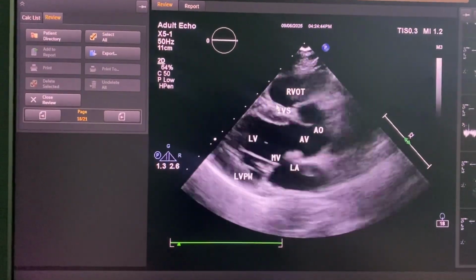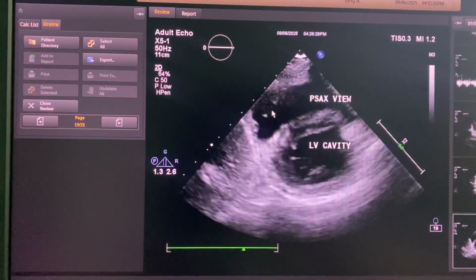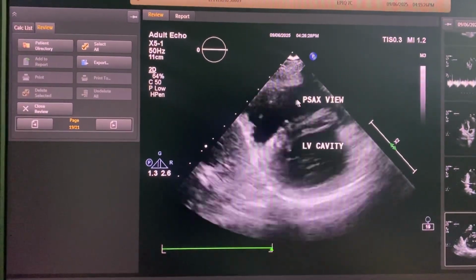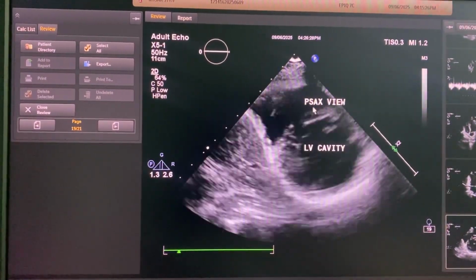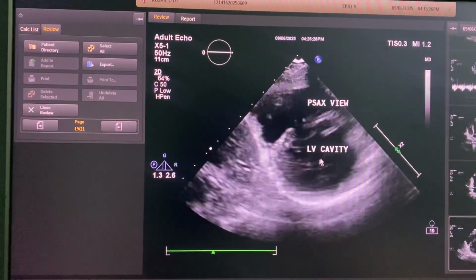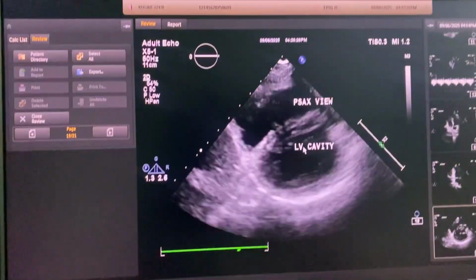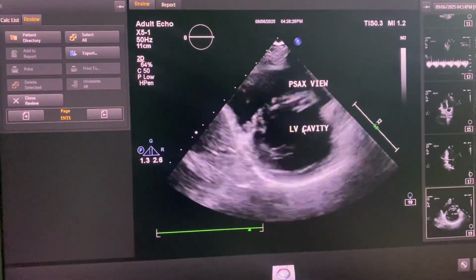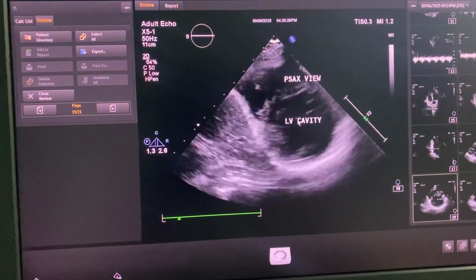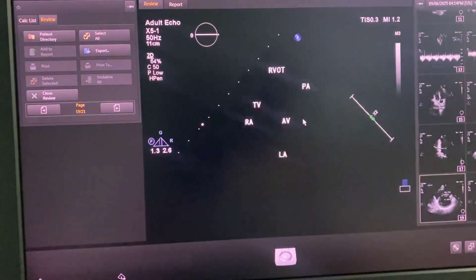The next view is the parasternal short axis, and it's here. This is at the level of the mitral valve, PSAX, that is parasternal short axis. What we see on top, above, because we are cutting the heart in two, is the right ventricular cavity and the left ventricular cavity. What you see inside there is the mitral valve opening. That is the parasternal short axis at the level of the mitral valve.